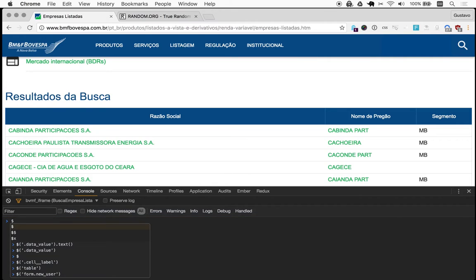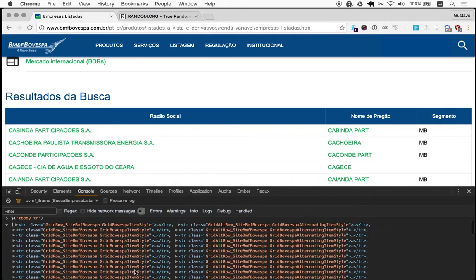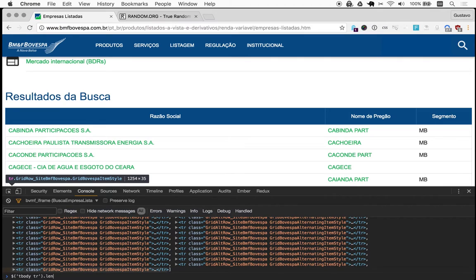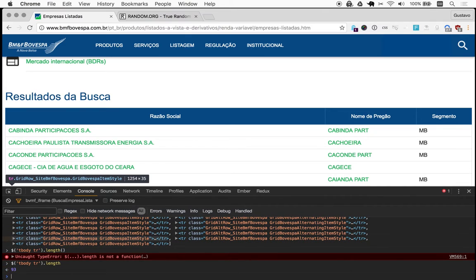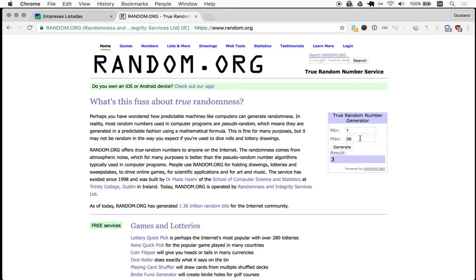You don't need to use this. Let's see if it finds a tbody. Yes, it does. Inside it, does it have table rows, TRs? Yes, great. And how many are they? So length, this is the secret here. Great. So we're going to randomize again.